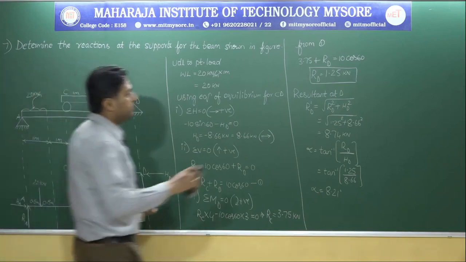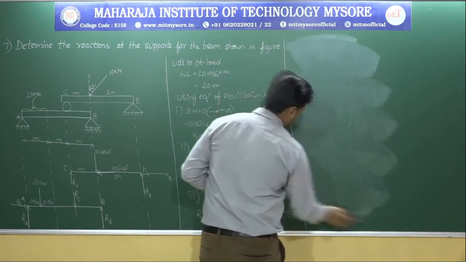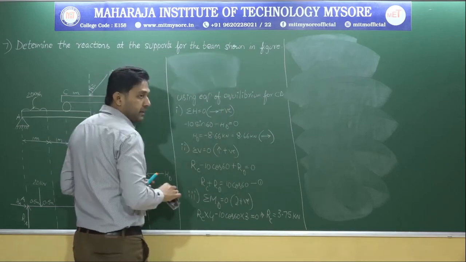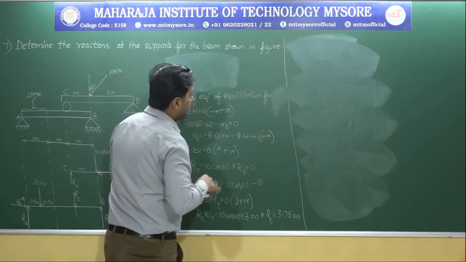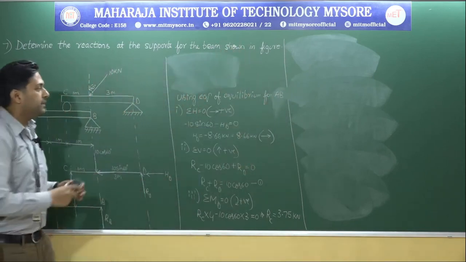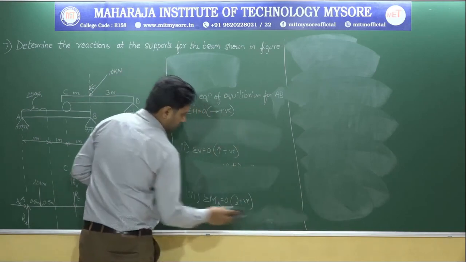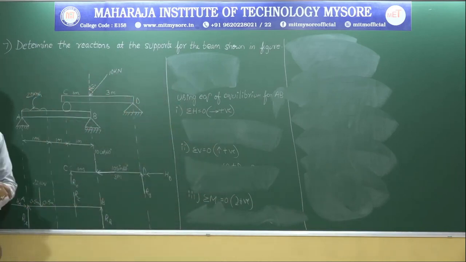For that reason, observe, let me rub this portion. Let me rub this also. Using equations of equilibrium, I will be going with the AB beam. Observe, let me rub all these things so that I do not confuse you people. So same thing, applying equations of equilibrium for the AB portion over here.